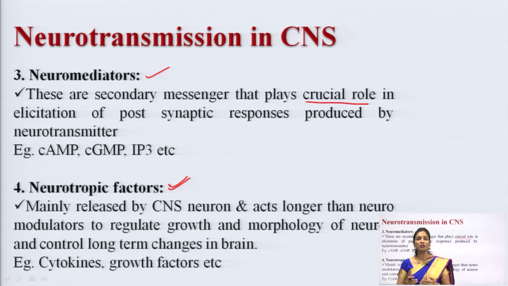So, these are the 4 factors. What are the 4 processes here? Neurotransmitters, neuromediators, neuromodulators and neurotropic factors. These are the 4 processes which you can see in the CNS.